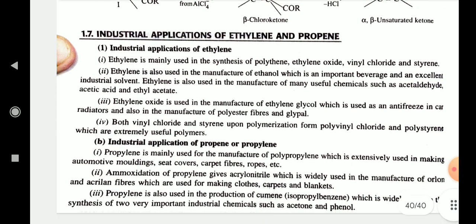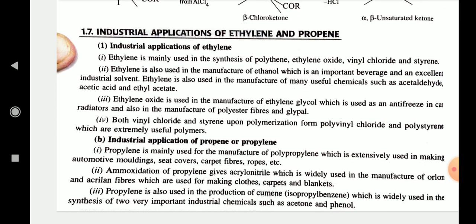Next topic is industrial applications of ethylene and propene. First, industrial application of ethylene. Ethylene is mainly used in the synthesis of polyethylene, ethylene oxide, vinyl chloride, and styrene. Second, ethylene is also used in manufacture of ethanol, which is an important beverage and an excellent industrial solvent. Ethylene is also used in the manufacture of many useful chemicals such as acetaldehyde, acetic acid, and ethyl acetate.